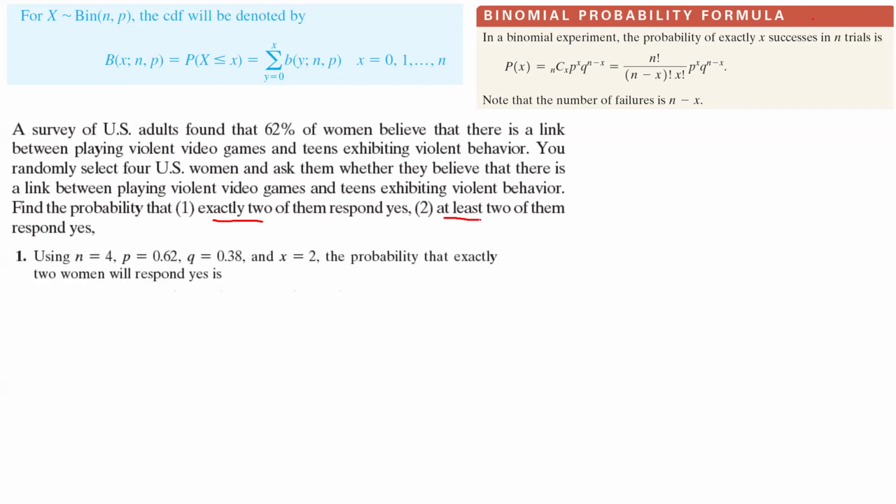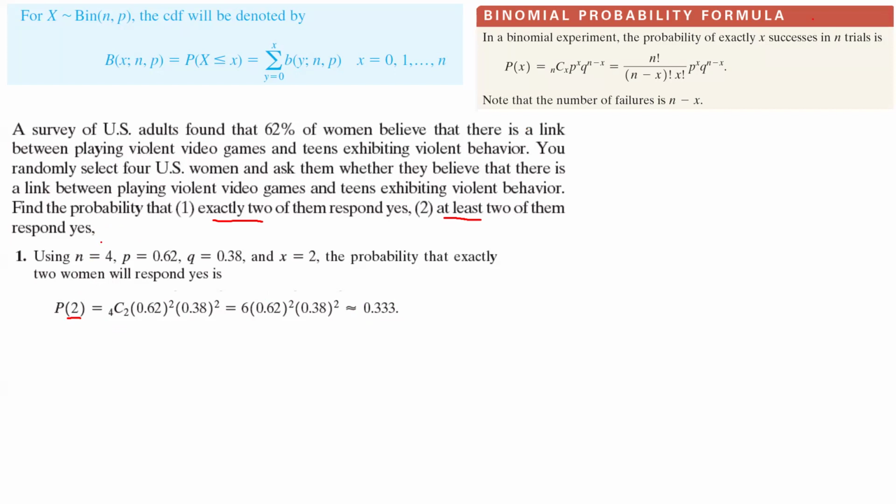So for finding the probability of exactly 2 of them responding yes, n is 4, the probability of success p is 62%, which we can just see right here. q, which is the probability of failure, is 38%, and x is 2. So the probability of having exactly 2 positive responses is about 33%. You just punch everything into the formula. Since it says exactly, wherever we see x, we're going to use 2.